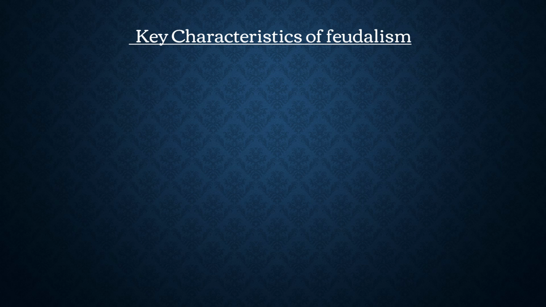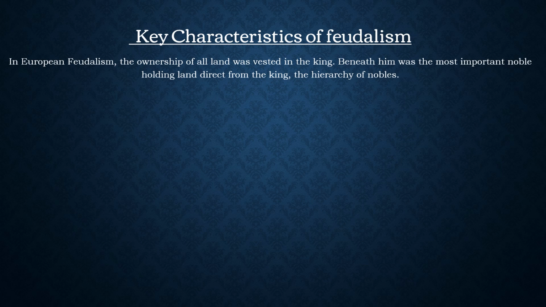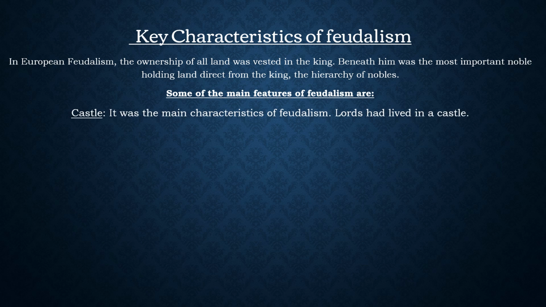Let's see some of the key characteristics of feudalism. In European feudalism, the ownership of all land was vested in the king. Beneath him was the most important noble holding land direct from the king, the hierarchy of nobles. Some of the main features of feudalism are the castle. It was the main characteristic of feudalism. Lords lived in a castle.